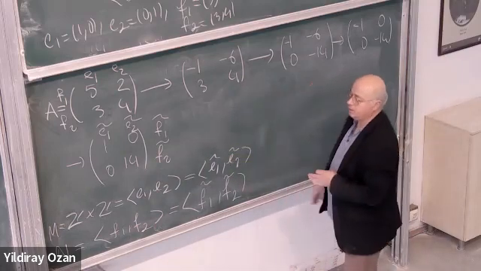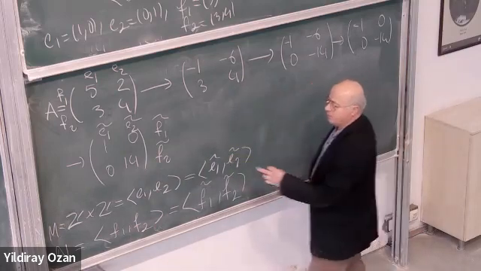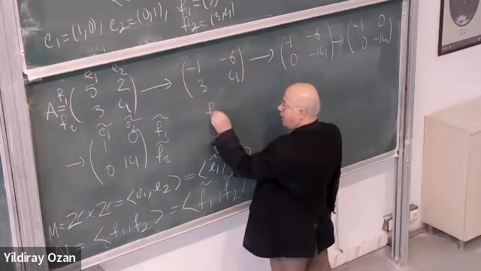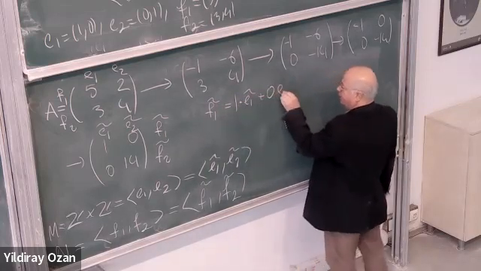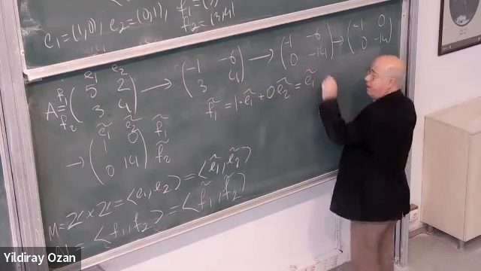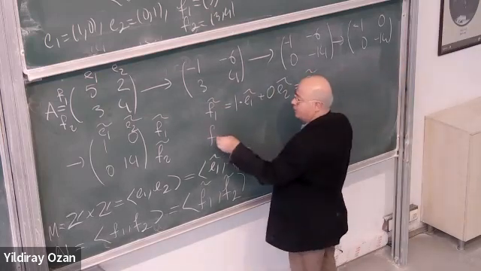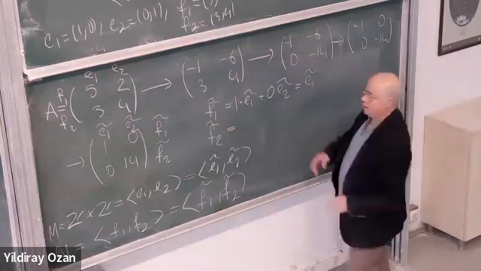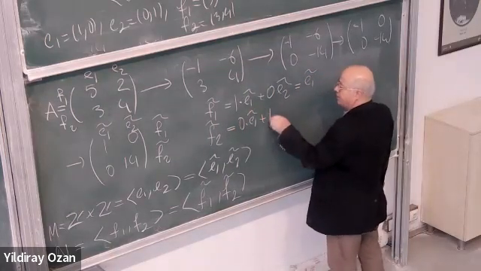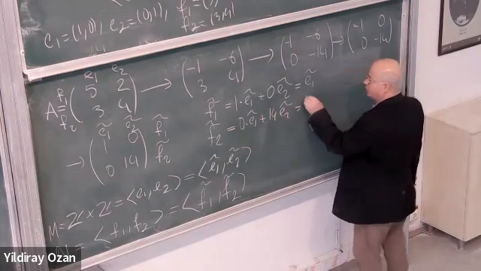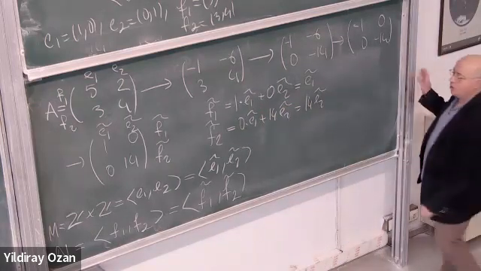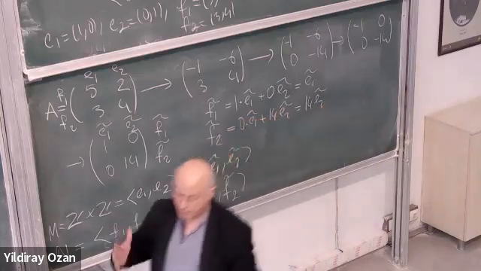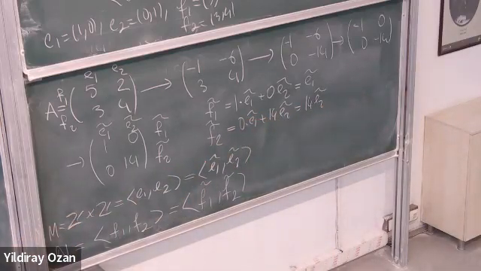aligned, and it means what? F1 tilde is just 1 times E1 tilde plus 0 times E2 tilde. So it is just E1 tilde. What about F2 tilde? It is just 0 times E1 tilde plus 14 times E2 tilde. So it is just 14 times E2 tilde. Okay. So let's see how the quotient will look like.